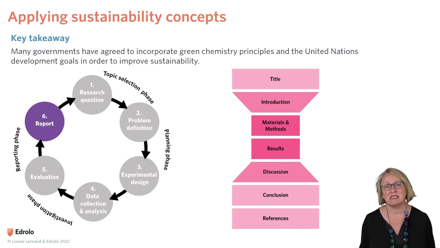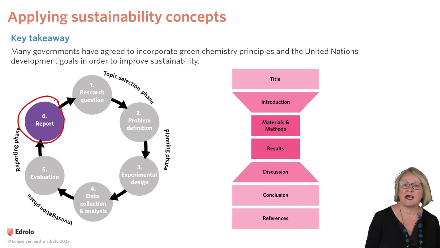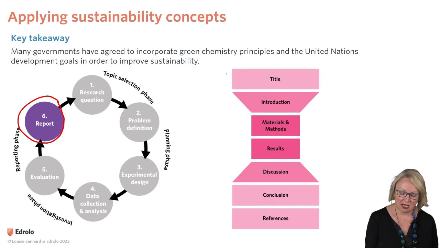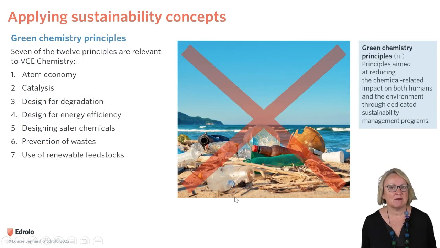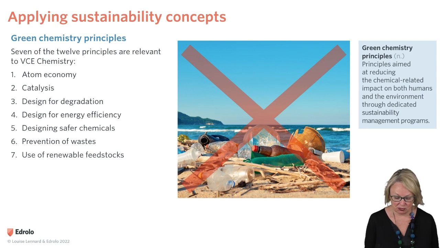So we're going to look at some of these, and it's a good idea if you can connect them to your study. We're again looking at the report phase of the scientific process, which covers all aspects of your scientific report or poster. So the green chemistry principles, there are 12 principles and seven of them are relevant to VCE chemistry. These include atom economy, catalysis, design for degradation, design for energy efficiency, designing safer chemicals, prevention of wastes, and using renewable feedstocks.